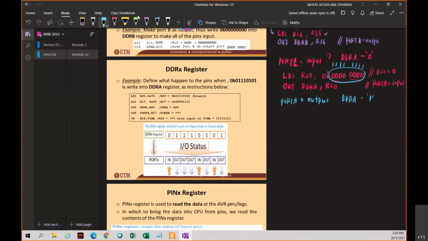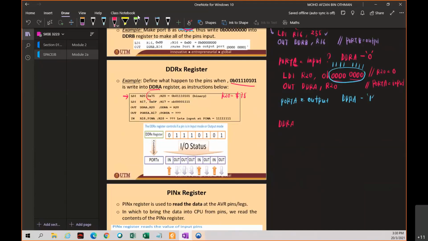Okay, so let's look at this another example. Define what happened to the pin when these numbers here, okay, kamu ada number ni, is write to your DDR-A. Kamu nak hantar value ni ke DDR-A. Okay, kita tengok line by line ya. First, load I R20 0x75. So R20 sekarang ni akan ada nombor 75.